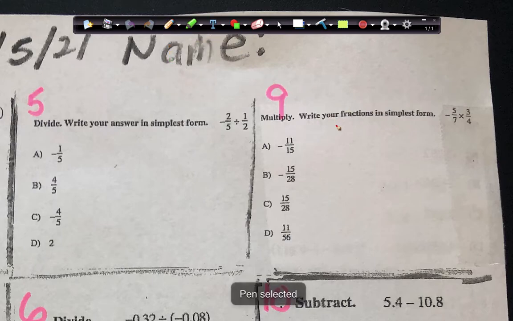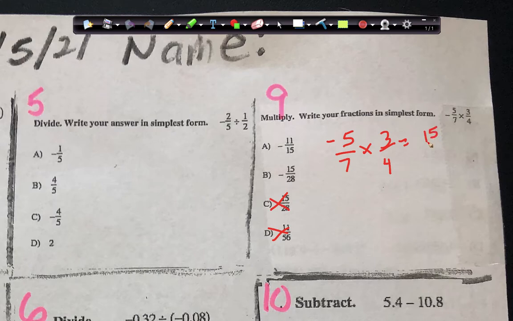Negative 5/7 times 3/4 is going to have a negative answer, so we will eliminate these two. Negative 5/7 times 3/4. We can multiply numerator times numerator, we get 15. Denominator times denominator is 28. And we know it's negative. So negative 15/28.